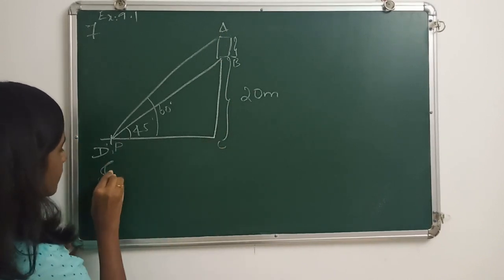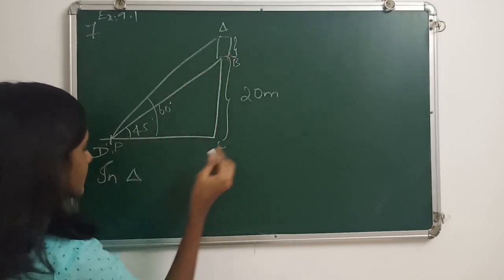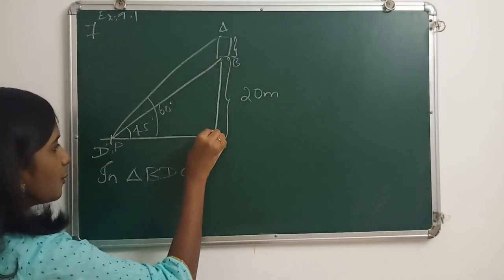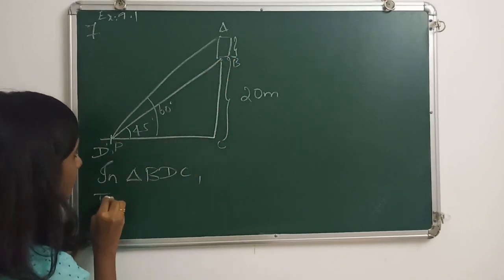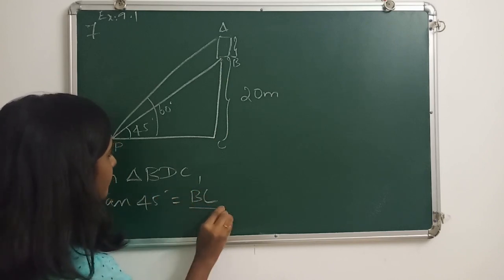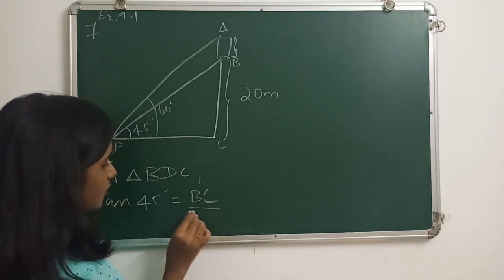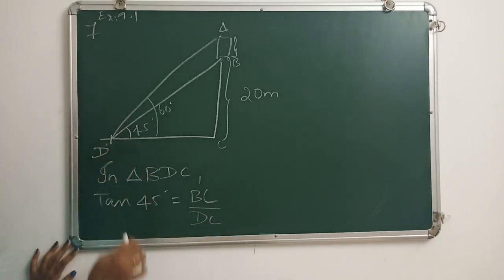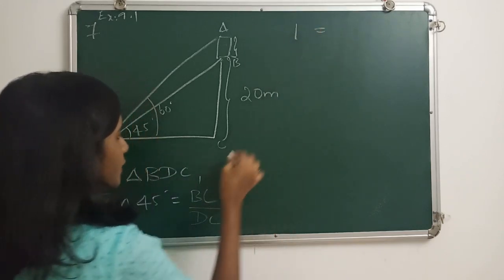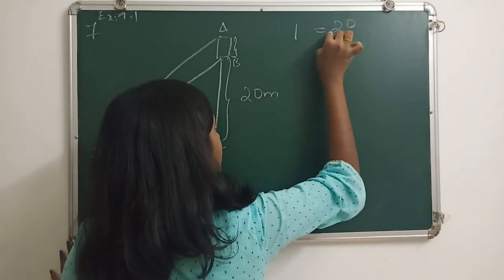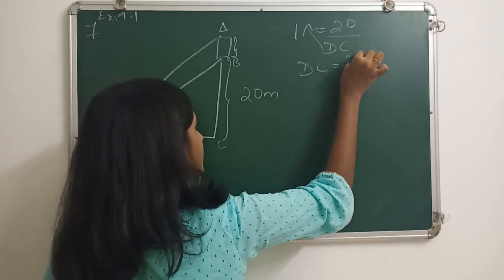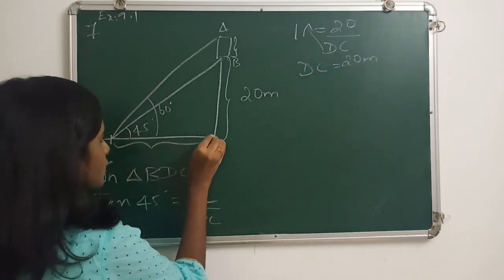So, in triangle BDC, we have opposite and we have to find adjacent. So we can use tan 45 is equal to BC divided by DC. Now, tan 45 is 1, as we know. 1 is equal to BC value 20 meter divided by DC. Now, if we bring this here, we get DC to be equal to 20 meter. Now, this part is also 20 meter.